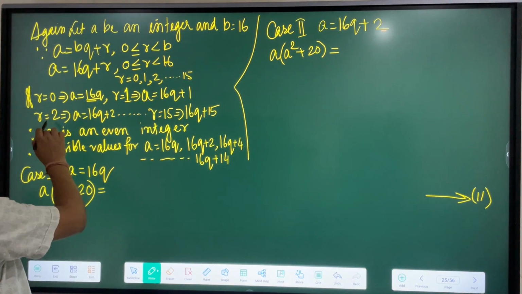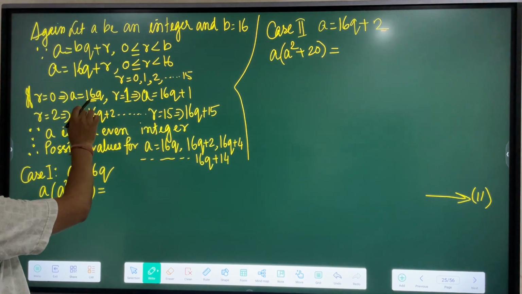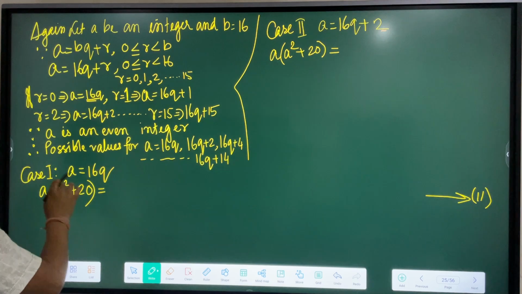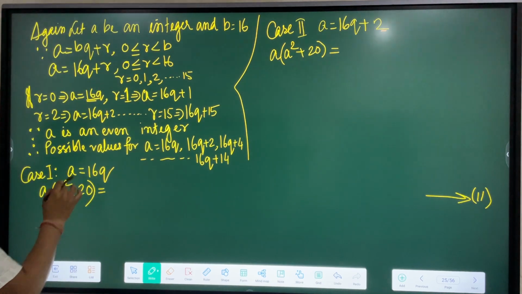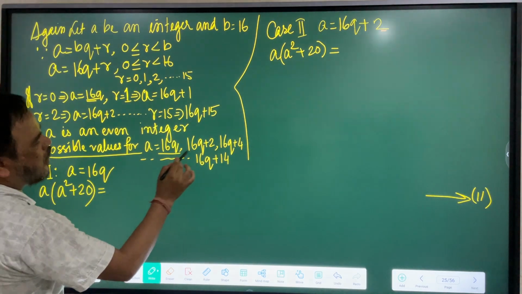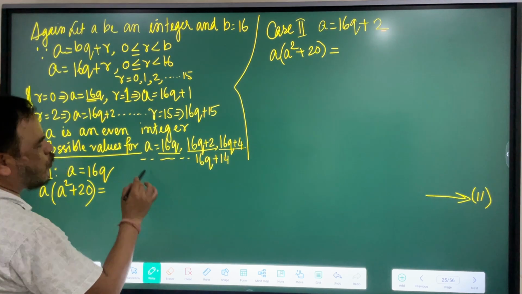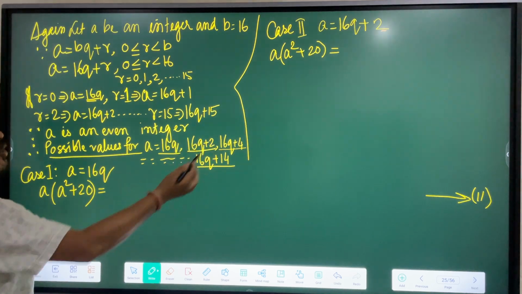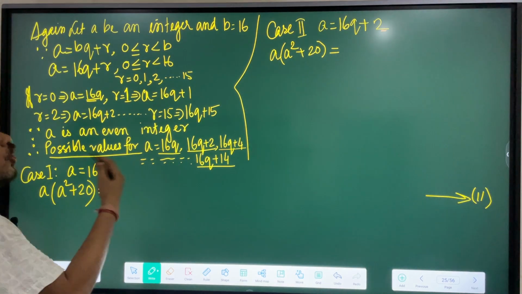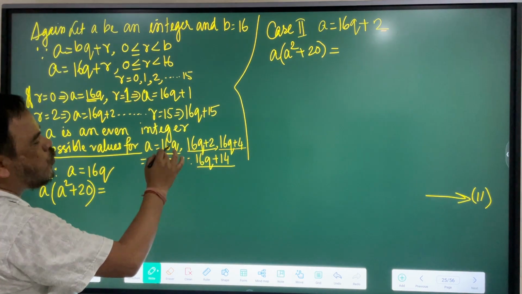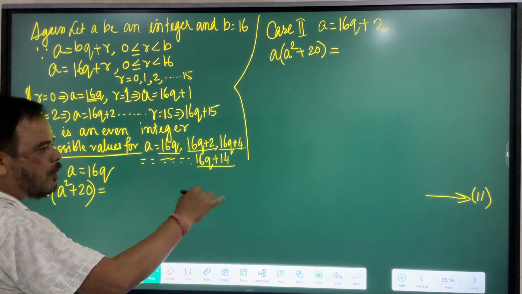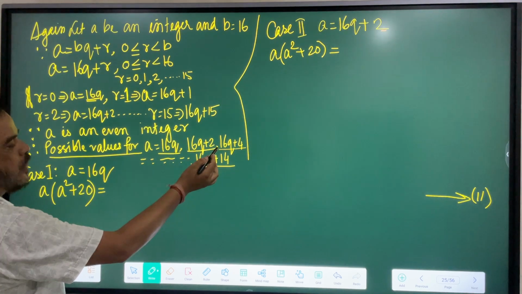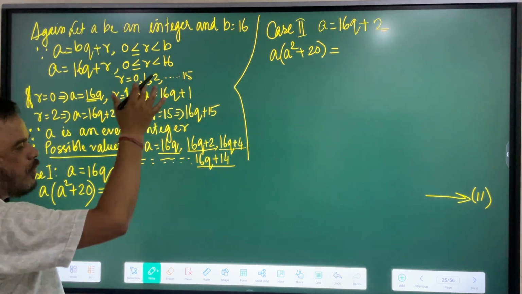So we will take even because in the question it is given. So case 1: possible values for a are 16q, 16q plus 2, 16q plus 4, up to 16q plus 14. For each one actually we would have to do it, but we will not. We will do 2, maximum 2. After that we can write similarly. We will do 16q and 16q plus 2 only. The rest we cannot do, it will be a very long sum.